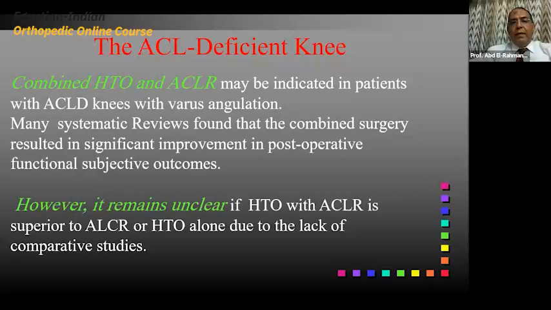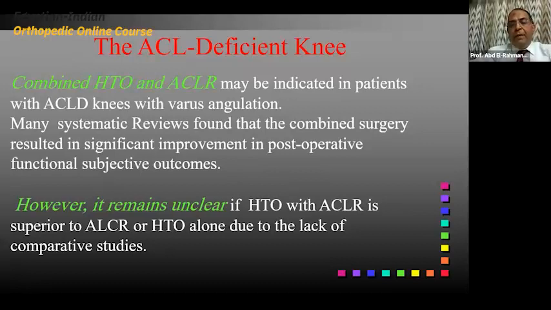In ACL deficient knees, combined HTO and ACL reconstruction may be indicated in patients with varus angulation, and many systematic reviews found that the combined surgery resulted in significant improvement in postoperative functional subjective outcome. However, it remains unclear if high tibial osteotomy with ACL reconstruction is superior to ACL reconstruction or high tibial osteotomy alone due to lack of comparative studies.